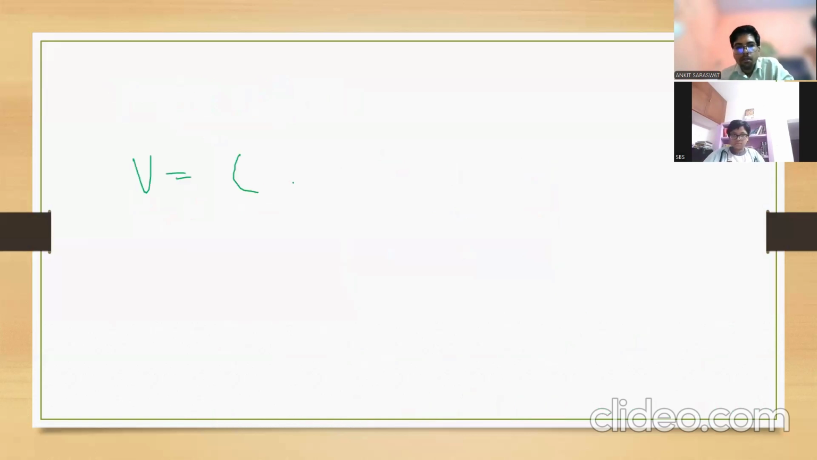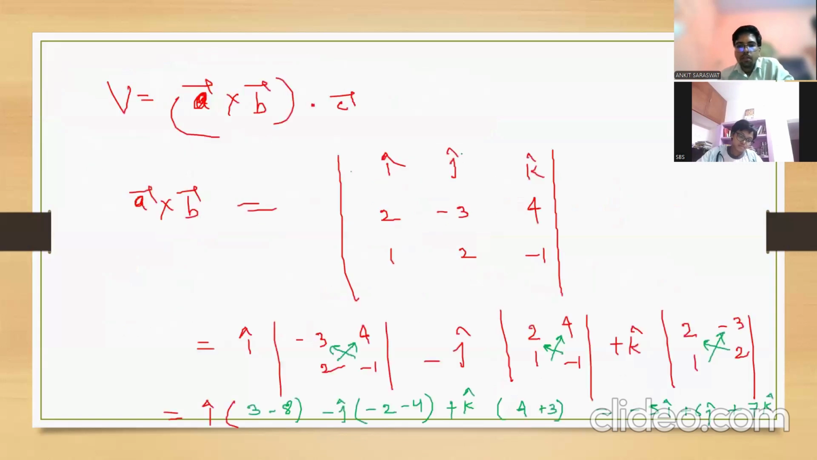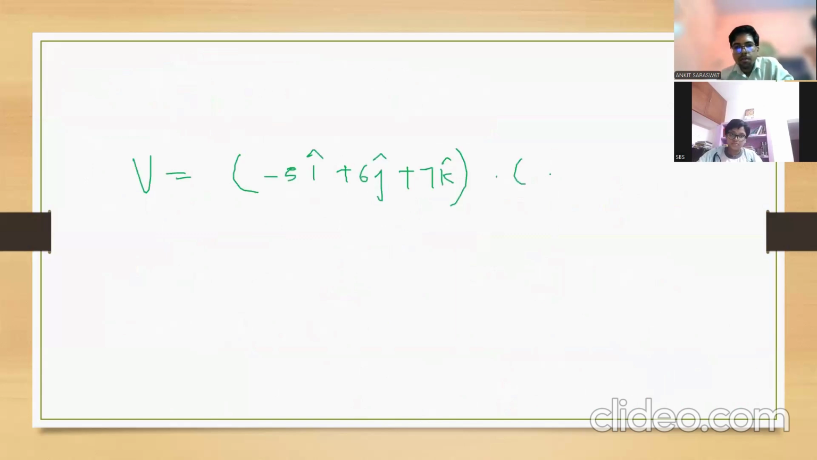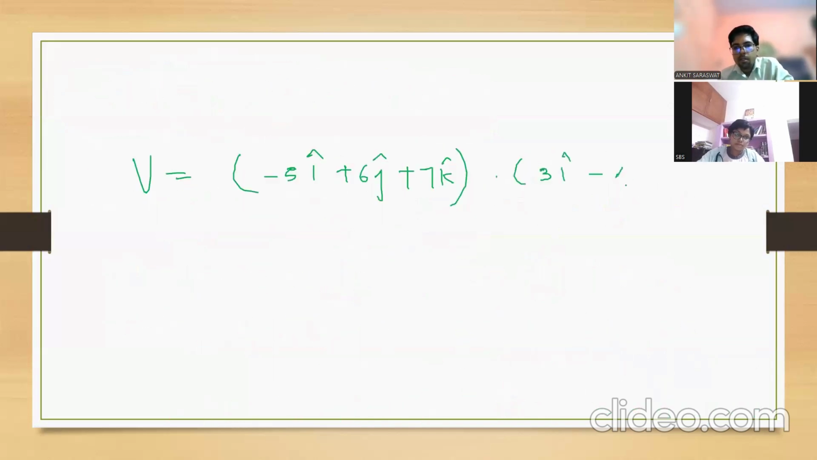Minus 5 I plus 6 J. Okay. C is what? 3 I minus J plus 2 K. That is C vector. Okay. Now take the dot. How will you take the dot? Take the corresponding elements, minus 5, like this. Corresponding element.